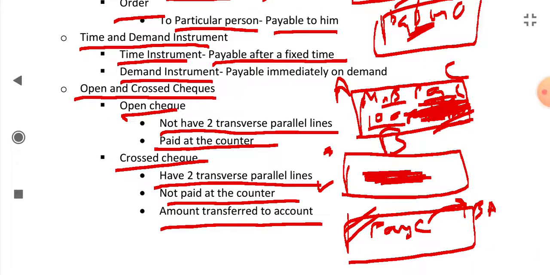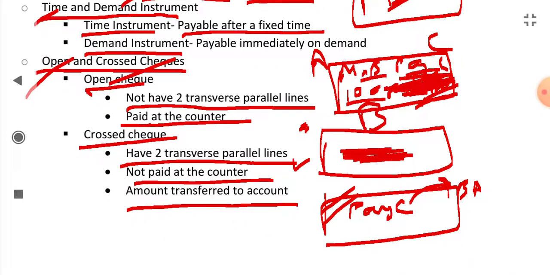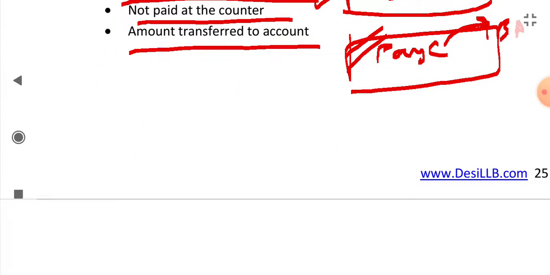Time instrument: the amount will be payable after a fixed time. Demand instrument: the amount will be payable on demand. Open and cross check: in an open check the amount will be paid at the counter itself. On a cross check the amount will be transferred to the account of the holder. So now negotiable instrument is done.